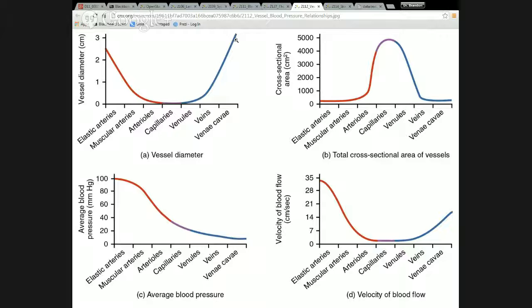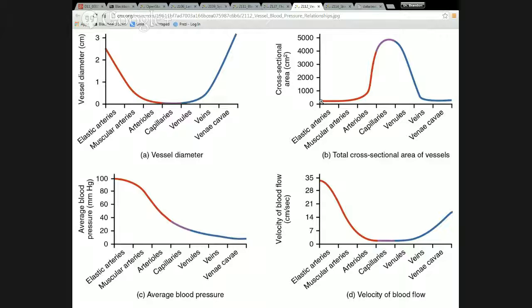Looking at individual vessels. The next figure here, we again have the same layout of the types of vessels, and we're looking at the cross-sectional area of the vessels. Now, the cross-sectional area of the aorta, the beginning of this thing, is going to be pi times 1.25 centimeters squared. Pi r squared is the area of the circle. The diameter of the aorta is 2.5 centimeters, and its radius is 1.25 centimeters. So that's its cross-sectional area.